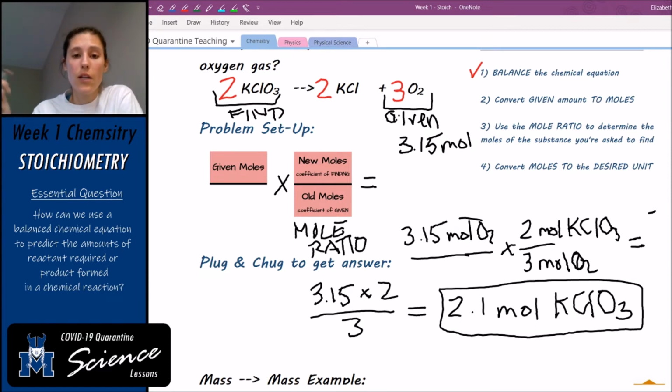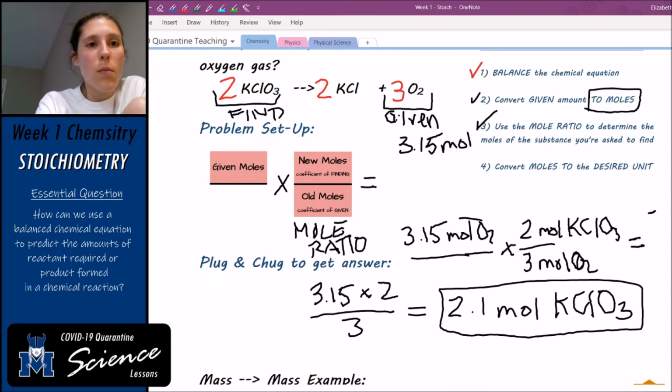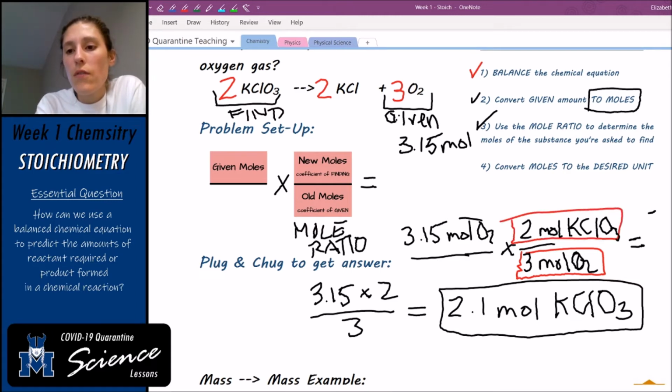First example. Okay, and you will notice that I was given moles, so I actually didn't even have to do step 2. Step 2 was done for me in the problem statement. I already knew the moles. The mole ratio I did in this step right here was my mole ratio. I was given moles of oxygen, so I put that in the denominator. My old moles go on the bottom, and I'm trying to figure out how many moles of the KClO3 needed to decompose. So I'm trying to find KClO3, so the coefficient in front of the KClO3 is a 2, so that goes on the top.